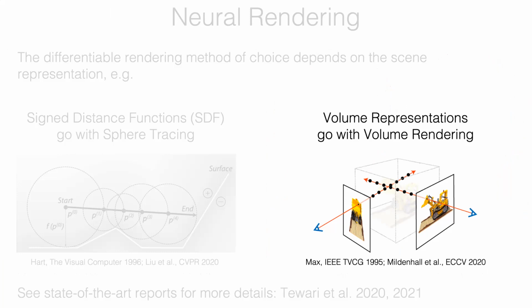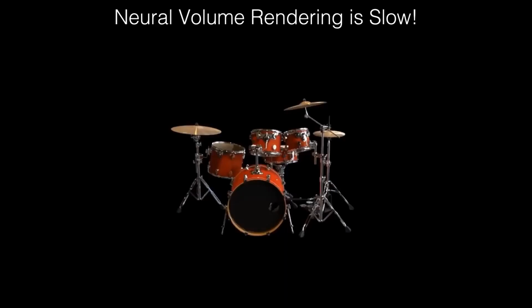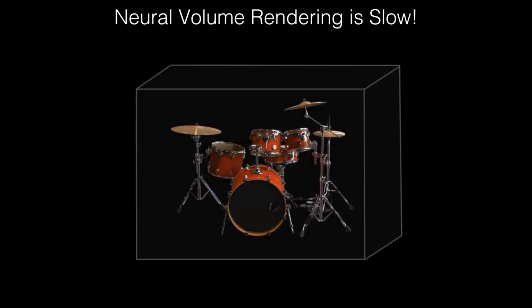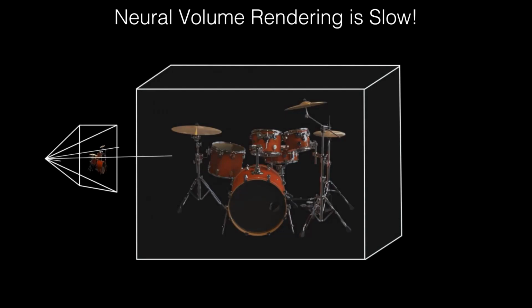So I don't want to say much more about sphere tracing. This is an interesting technique that continues to develop, but most of the attention right now is actually on volume rendering, or neural volume rendering. And neural volume rendering is not that difficult. You basically have a scene that represents color and opacity, and you define a camera somewhere in space and shoot a bunch of rays through these scenes.